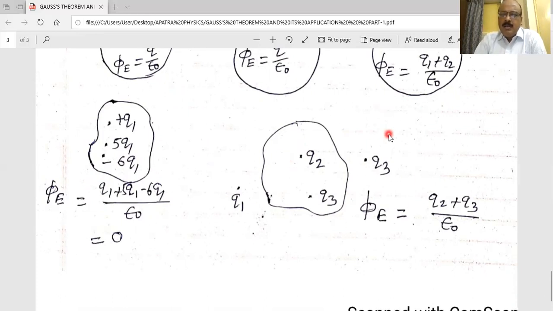Here there are 4 charged particles, Q1, Q2, Q3, and Q4, and one Gaussian surface. Now, what will be the net flux? There will be no contribution from the charges outside the surface. The flux will be only due to the charges inside, Q2 and Q3. Therefore, the net flux will be this.